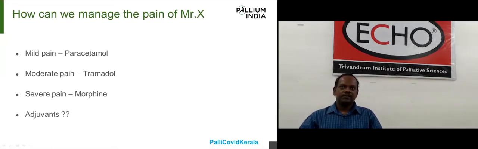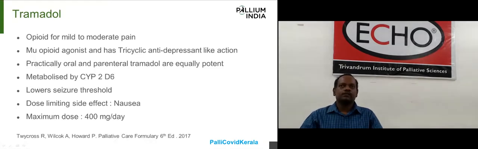We discussed that pain can be divided into two types, nociceptive and neuropathic pain. According to the type of the pain, we can decide whether we need an adjuvant or not. If it is a neuropathic pain, adjuvants would be helpful, like tricyclic antidepressants or anti-epileptics. Let's move on to tramadol.